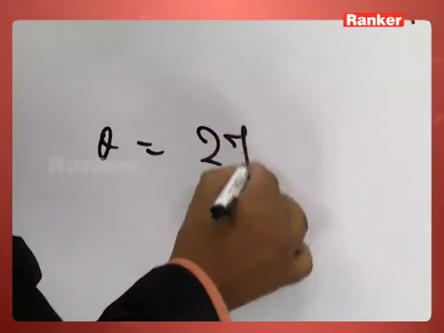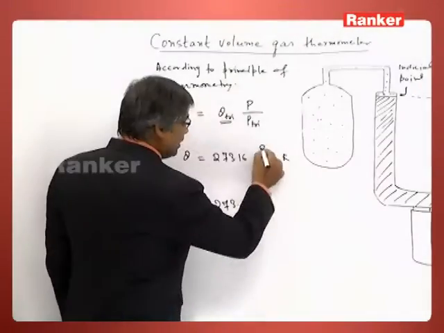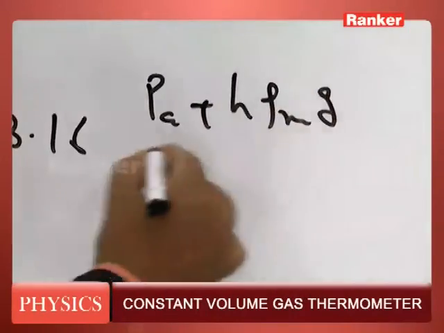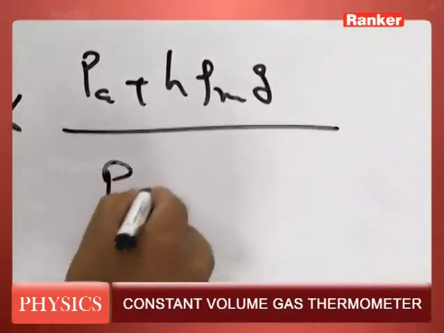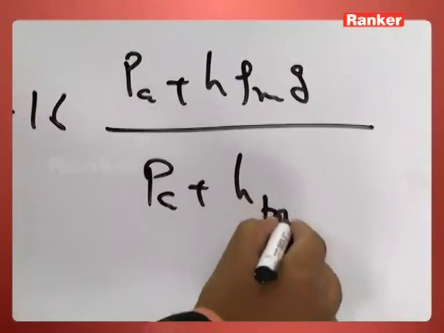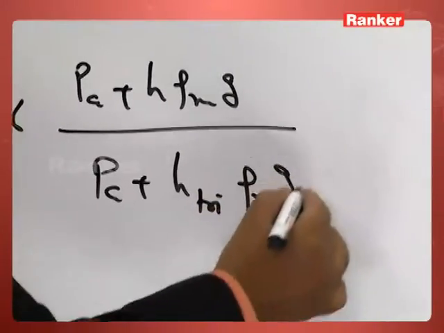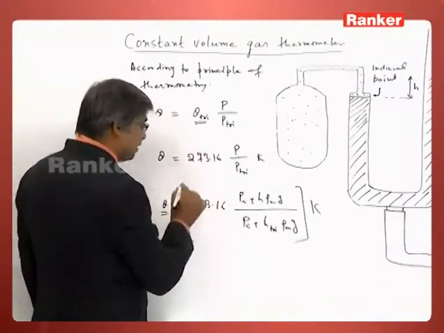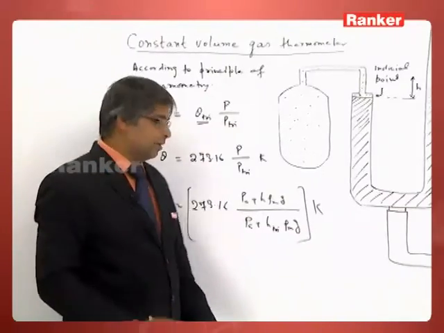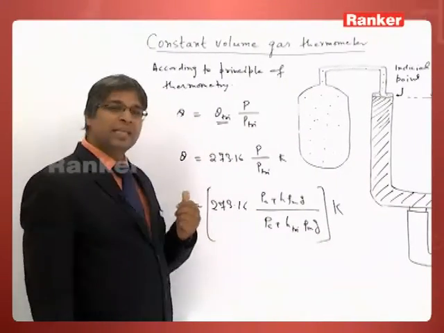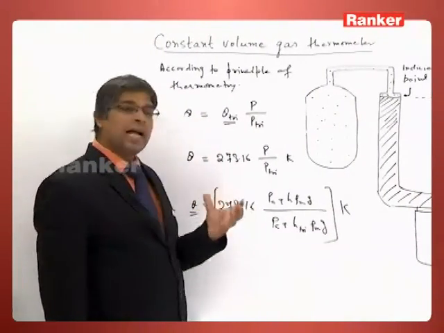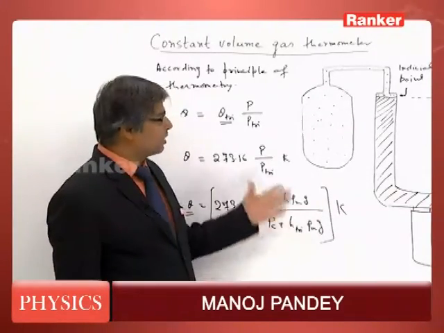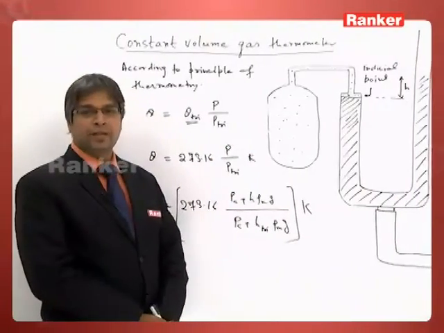So what we have to calculate is simply P is PA plus h rho mercury g by PA plus height at triple point rho mercury g, this much Kelvin. So this is the numerical value of theta. Thus we are able to measure the value of theta and assign a value to it. This is what we do in the measurement of temperature.